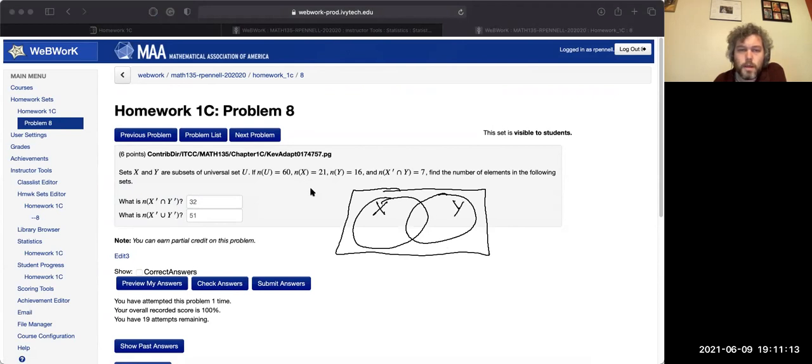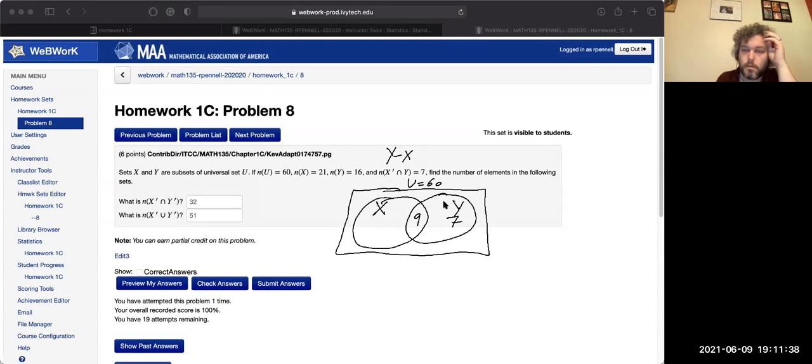So the universe equals 60. X equals 21, Y equals 16, and X complement intersect Y is 7. That's Y minus X. That's here. So they tell me that this is 7. I know that all of Y is 16, so that must mean that the intersection is 9.